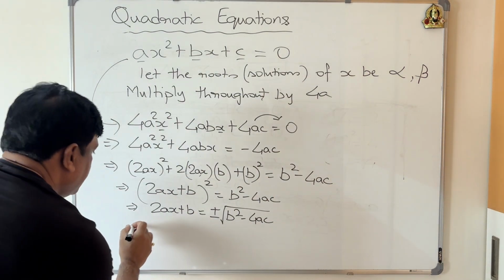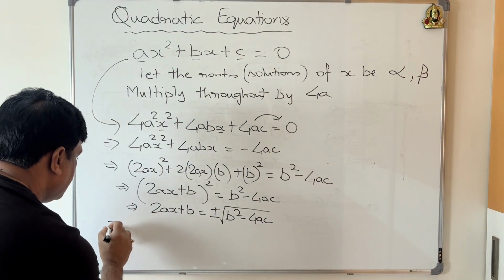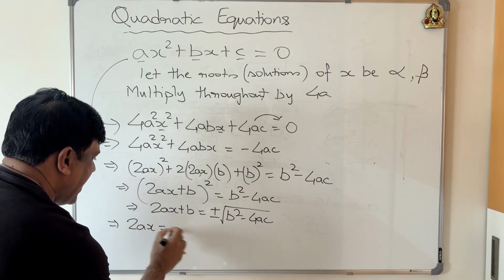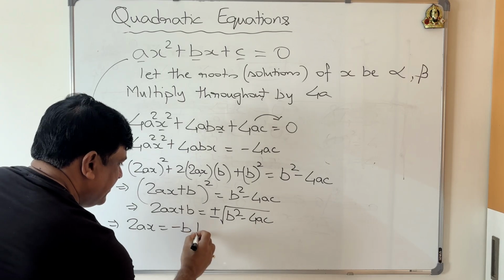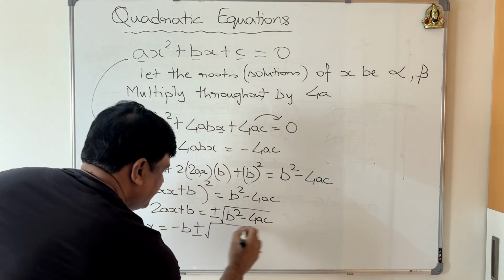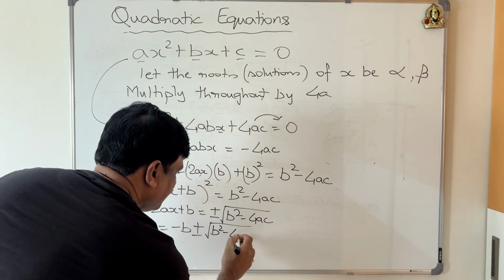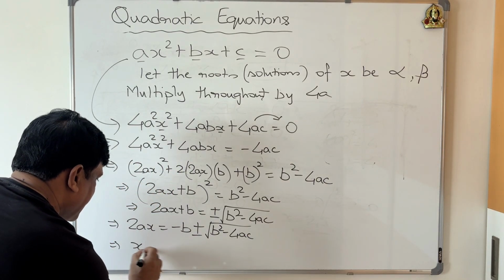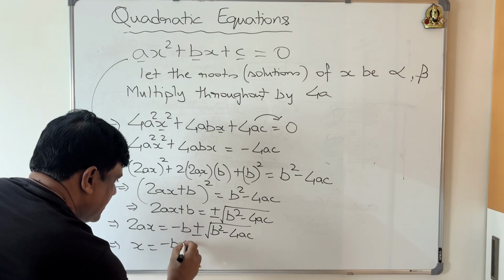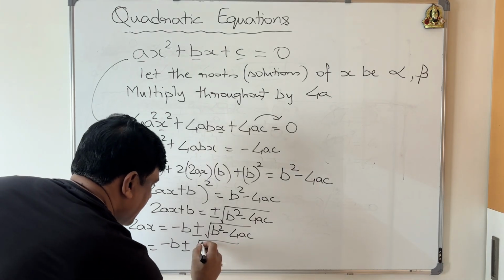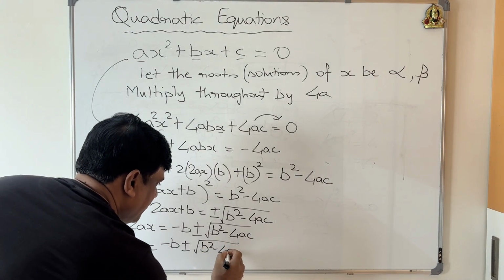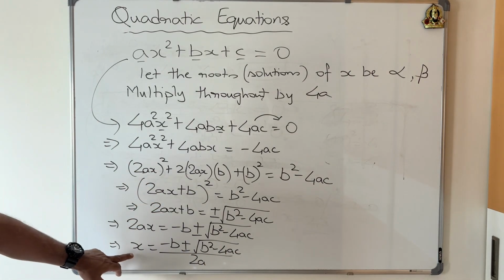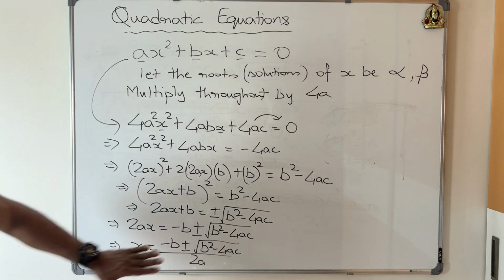What can I do over here? I can take b to the other side. So this becomes 2ax is equal to minus b plus minus root of b square minus 4ac, and x will become minus b plus minus root of b square minus 4ac by 2a. So if you look at it, x has two values over here.